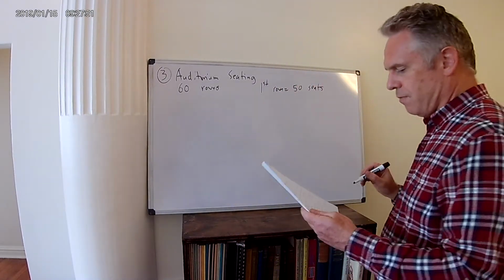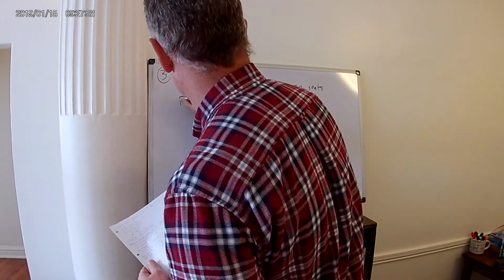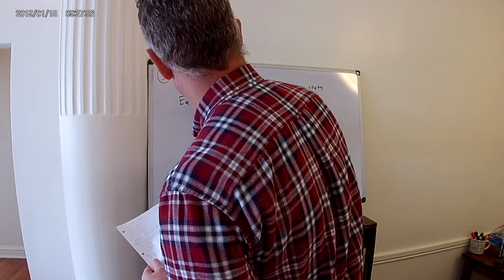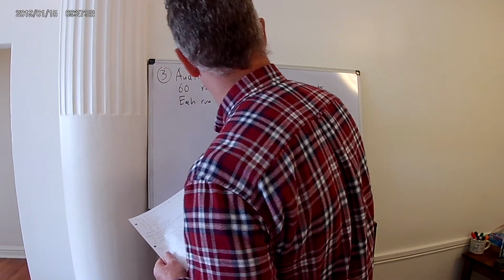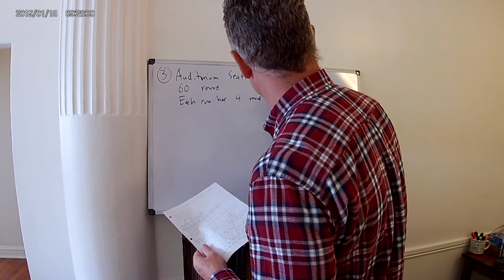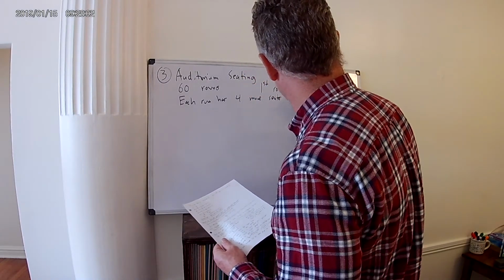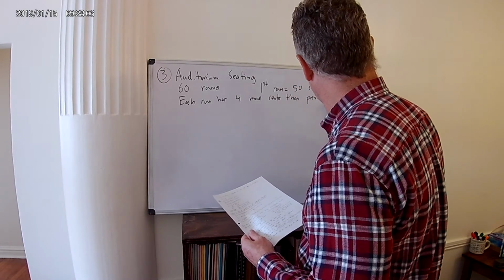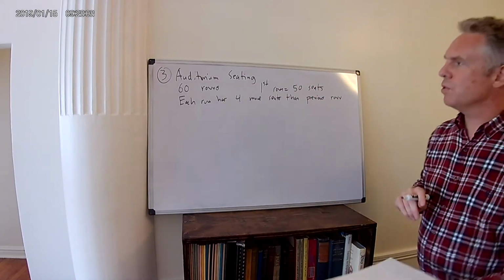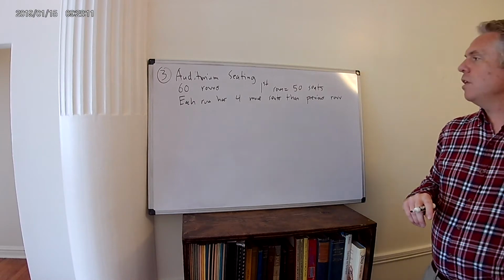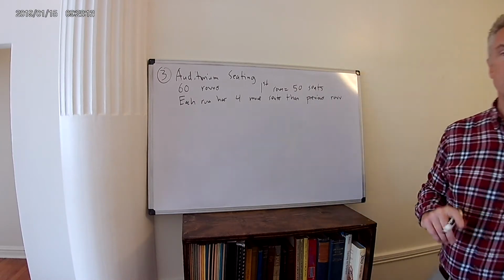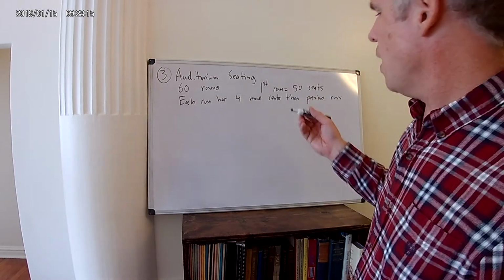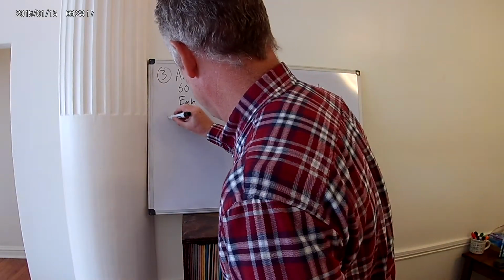And each successive row has 4 more seats than the previous row. So we have an auditorium with 60 rows, 50 seats in the first row, and each row has 4 more seats than the previous row. What would this auditorium look like? It would actually kind of look like a shell shape here.